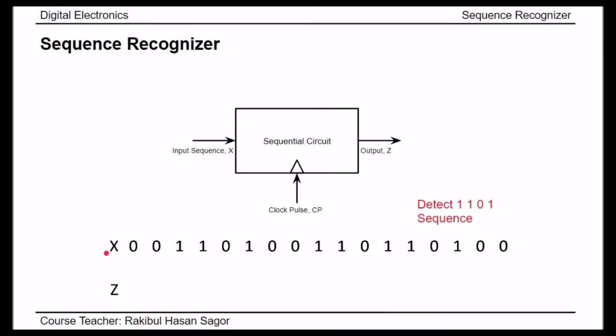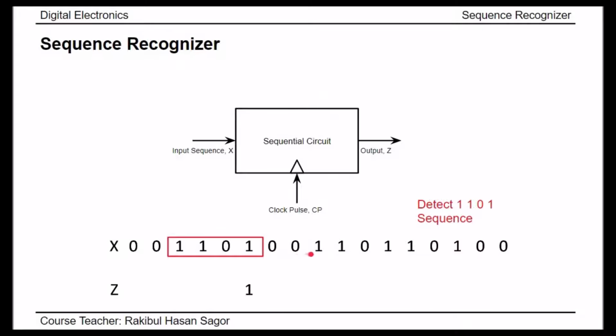For example, we are considering this input. First 0 is transferred, then again 0 is transferred in each clock pulse, then 1 comes, then 1 comes, then 0 comes. So whenever we have the 1101 sequence in this input sequence, the output Z will be 1. So where do we have 1101? Here we have the first 1101 sequence. After that 1101, for all these values Z will be 0, but when it gets 1101, after the last one, the Z output should be 1.